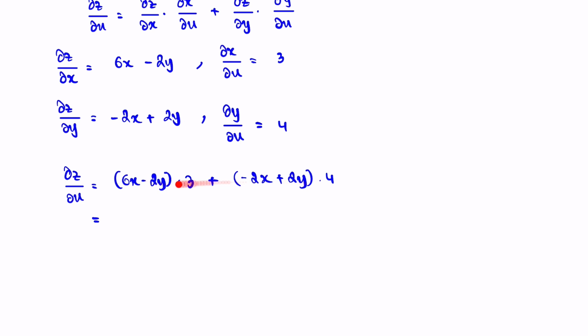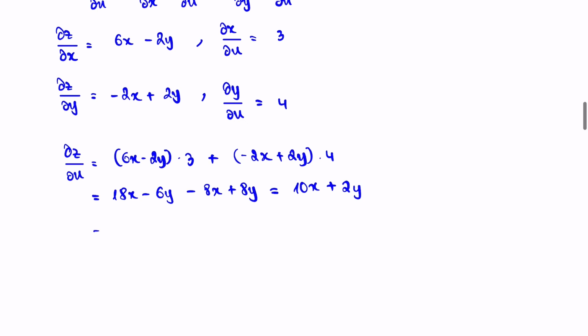Now I'm going to simplify the result a little bit to make it look nicer. So I'm going to distribute 3 into the parentheses and 4 into the parentheses. I get 18x minus 6y minus 8x plus 8y, and this is equal to 10x plus 2y. For the final answer, I'm going to replace x by 3u plus 2v and y by 4u minus v. I get 10 times 3u plus 2v plus 2 times 4u minus v. I'm going to simplify this result, and if we do the calculations correctly, we should get 30u plus 18v.